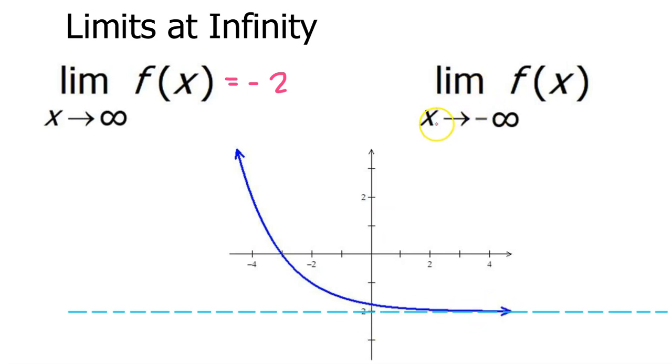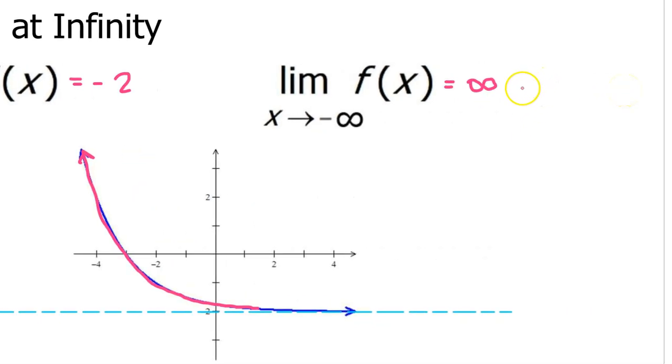The limit as x approaches negative infinity of f of x means the output value that f of x approaches as the input values decrease without bound. In this case, as the input values decrease without bound, the output values increase without bound. So the limit as x approaches negative infinity of f of x is equal to positive infinity.